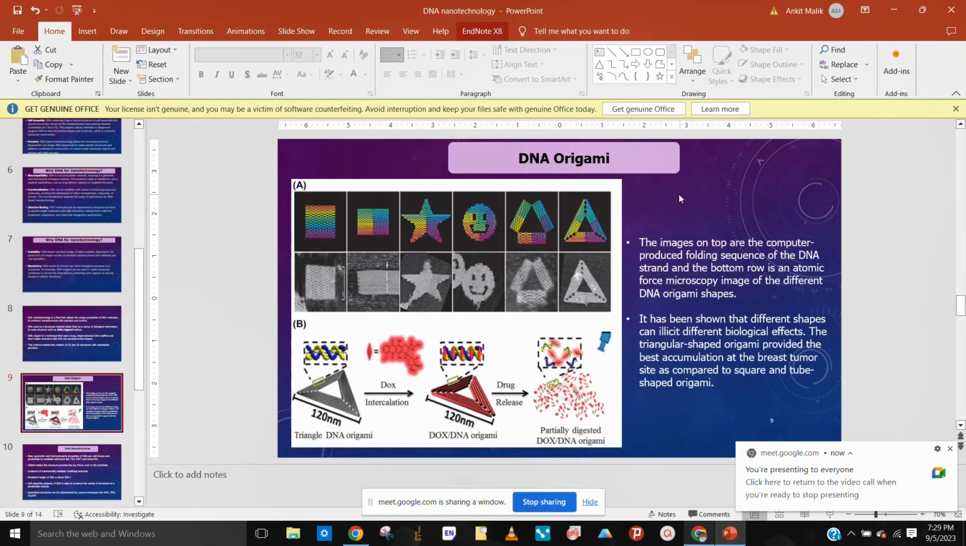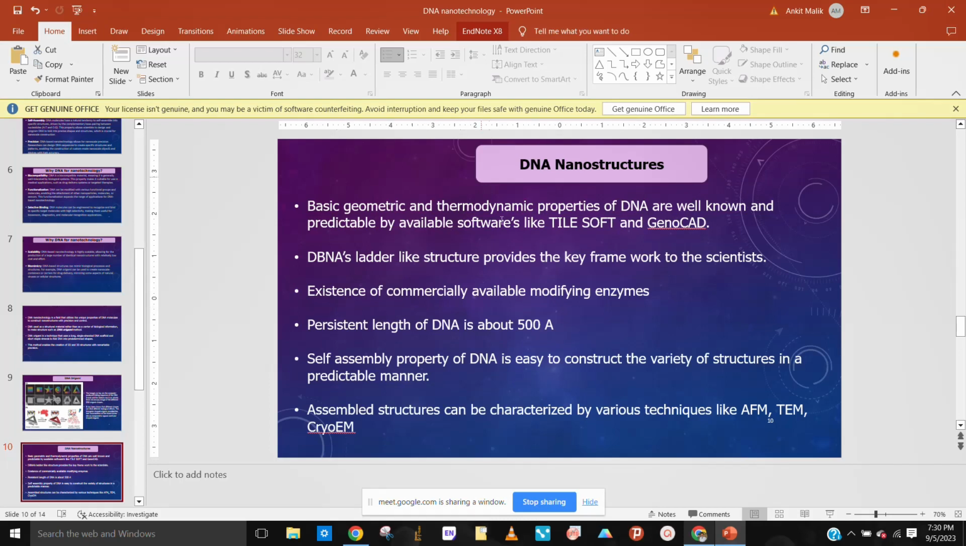This is some information about DNA origami. The images on the top are the computer-produced folding sequence of the DNA strand, and the bottom row shows atomic force microscope images. The second one, the triangular-shaped origami, provided the best accumulation at the breast cancer site compared to the square and tube-shaped origami. These are the nanostructure software tools by which we can target the biogeometry and thermodynamic properties of DNA, such as GenoCAD.